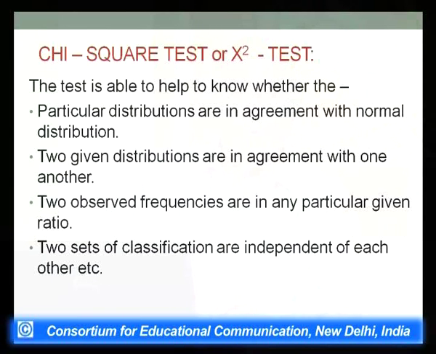Number two, two given distributions are in agreement with one another, whether they agree with each other. Number three, two observed frequencies are in a particular given ratio. And fourth is two sets of classification are independent of each other. These are all given in statistical terms. So, to understand, you must have the background, otherwise you will not be able to understand all these 4 advantages. But I think even if you don't remember this, at least you remember where chi-square is used, for what purpose it is used, and how it will be used. That will be good enough.